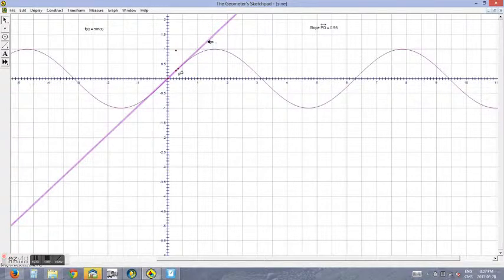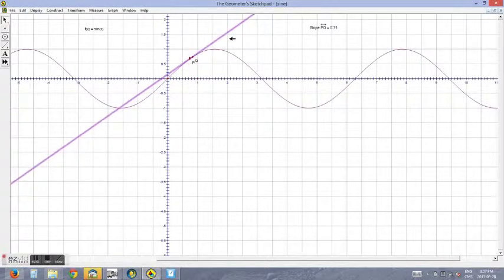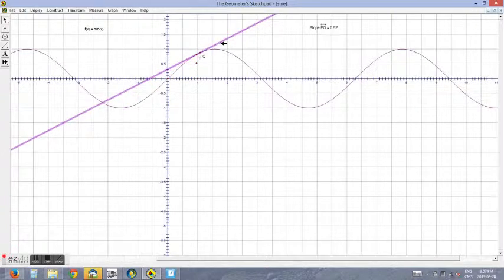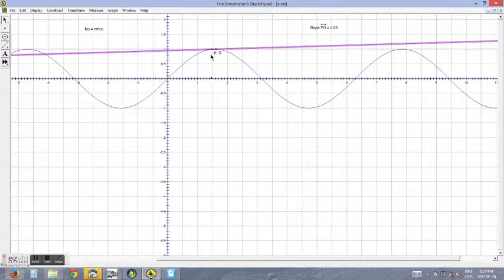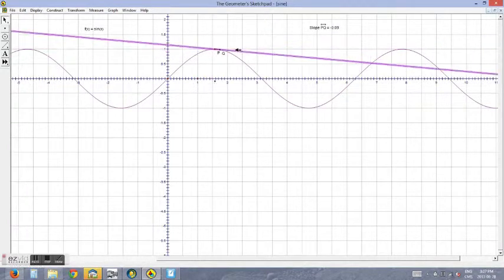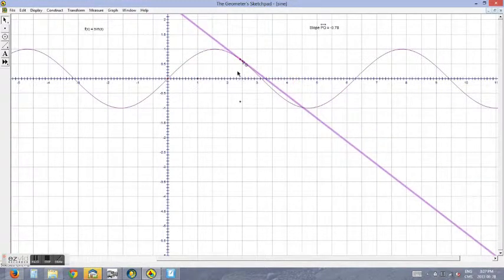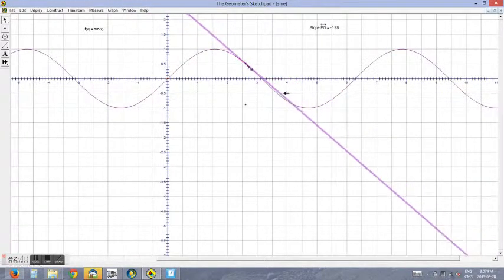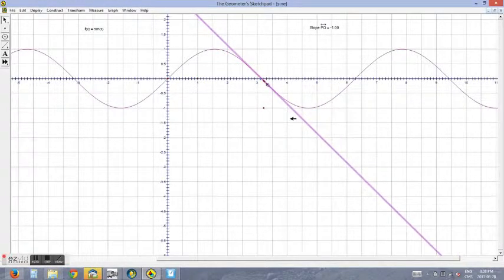As we can see, right here we have a positive slope, and as we move along the curve, it is still positive. However, it starts to decrease in steepness. At the top here we have a slope of 0, and as we go further and further down, we start to have a negative slope. It's a negative slope, but still pretty steep. It's getting steeper, and it's the steepest right there, but a negative slope.